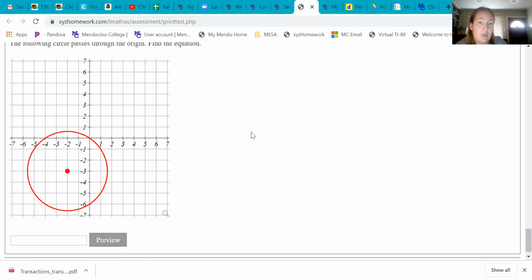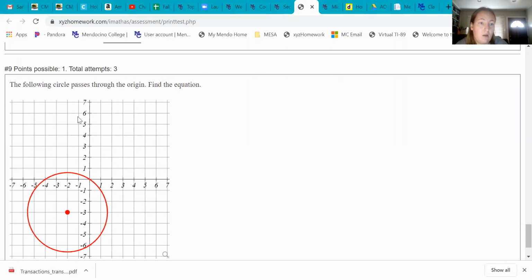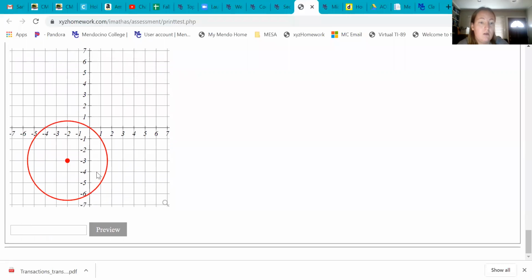Then this one is asking you to write the equation. It says it passes through the origin. So when you're counting, you don't want to go 1, 2, 3, and a half, because we're not sure it's exactly 3 1/2. But we know it's through the origin, so you'd want to use the distance formula to find the distance between these 2 points to get your radius. And that's that assignment. Good luck.